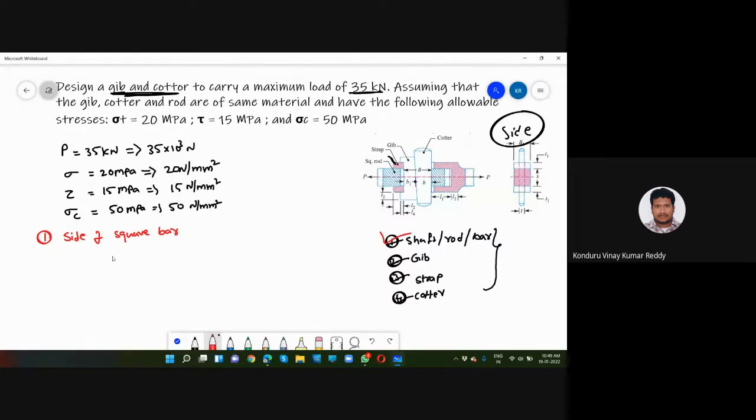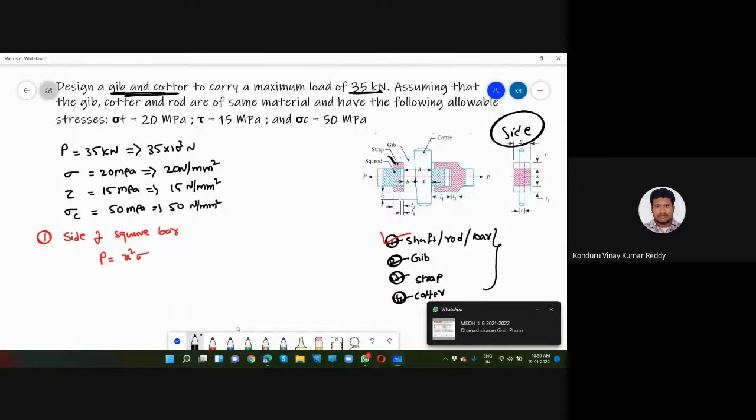Here the formula will be P is equal to x square into sigma. In the previous case, it is P is equal to pi by 4 d square into sigma, where pi by 4 d square is nothing but area of cross section of the circle. Here, area of cross section is x square, so I have represented it as x square. Here P is equal to 35 kilonewton, which is provided in the question. Sigma value is equal to 20 Newton per millimeter square, that is also provided in the question. Just x square is the value you have to write.